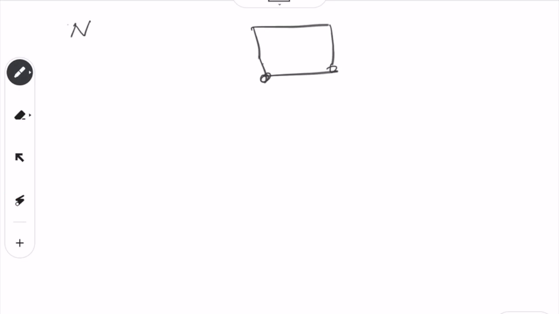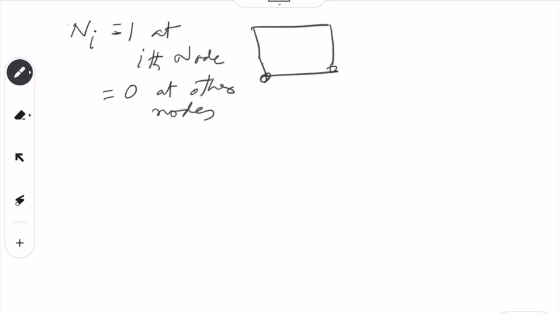So, basically Ni will be equal to 1 or 0. Say Ni will be equal to 1 at the ith node, and will be 0 at other nodes. Okay, that is what it means.